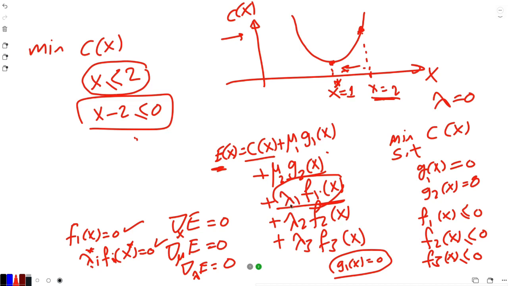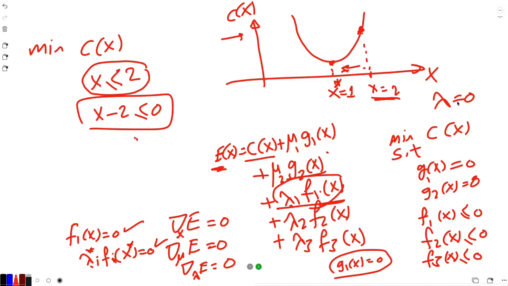So lambda 1 here must be 0, because if we keep this as an active constraint, what will happen? The solution will be at x equal to 2, and in that case, the solution is not optimum anymore. So we can do better by ignoring this constraint. This inequality constraint should be ignored. How to ignore it? By putting lambda equal to 0. So lambda equal to 0 is the solution for an inactive constraint.